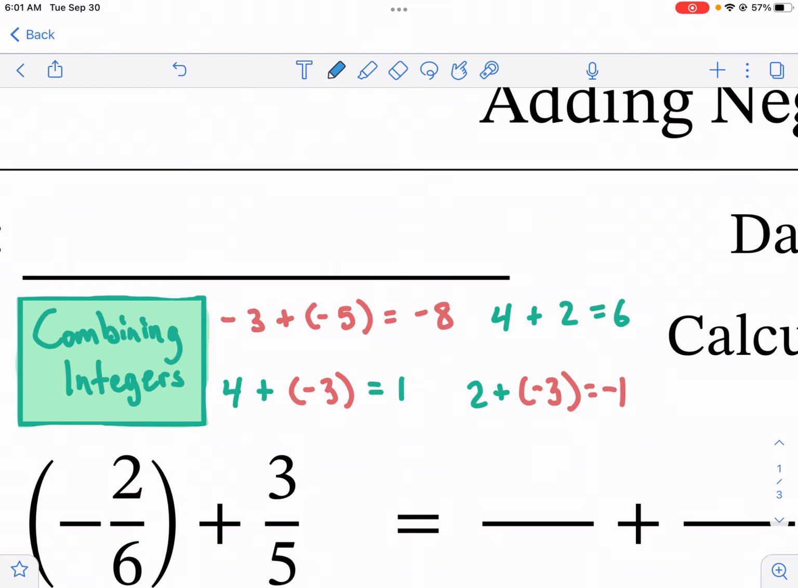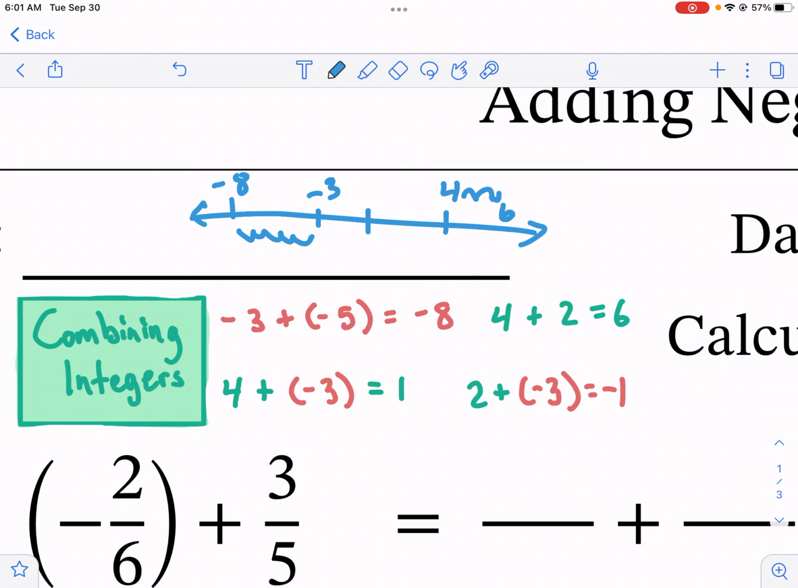Okay, we can also think of this in terms of a number line. So if we have a number line here, and we start at 4, there's 4, and we move 2 more to the right, we get to 6. It's the same thing in the other direction. So if we start at -3, and we move 5 to the left, because that's what I'm looking at right here, -5, we'd move 5 units to the left, and we'd get to -8. So it's the same principle.